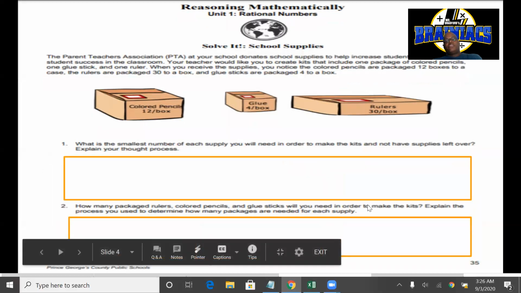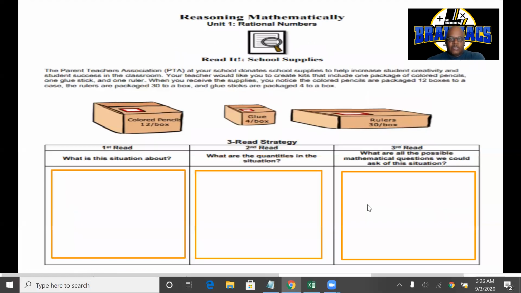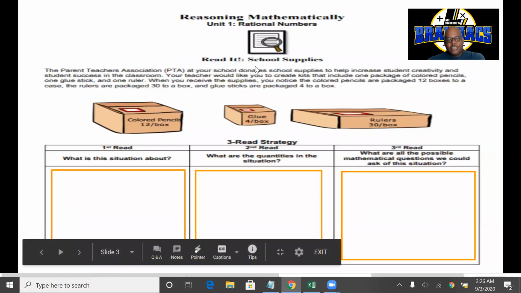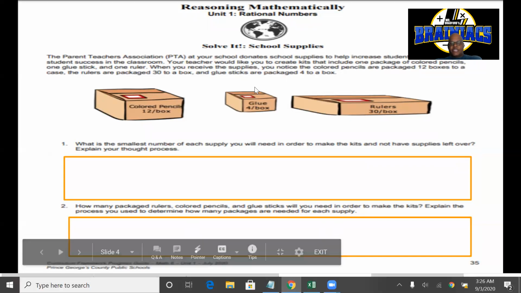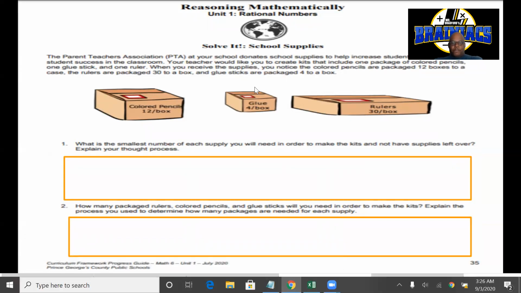Now, the second part was to solve it. So the first part was to read it, but the second part is to solve it. So the question first asked, question number 1 is, what is the smallest number of each supply you will need in order to make the kits and not have any supplies left over? Okay, so that means we need to come up with the same amount of each number, the least common multiple. We talked about that yesterday or on Tuesday.